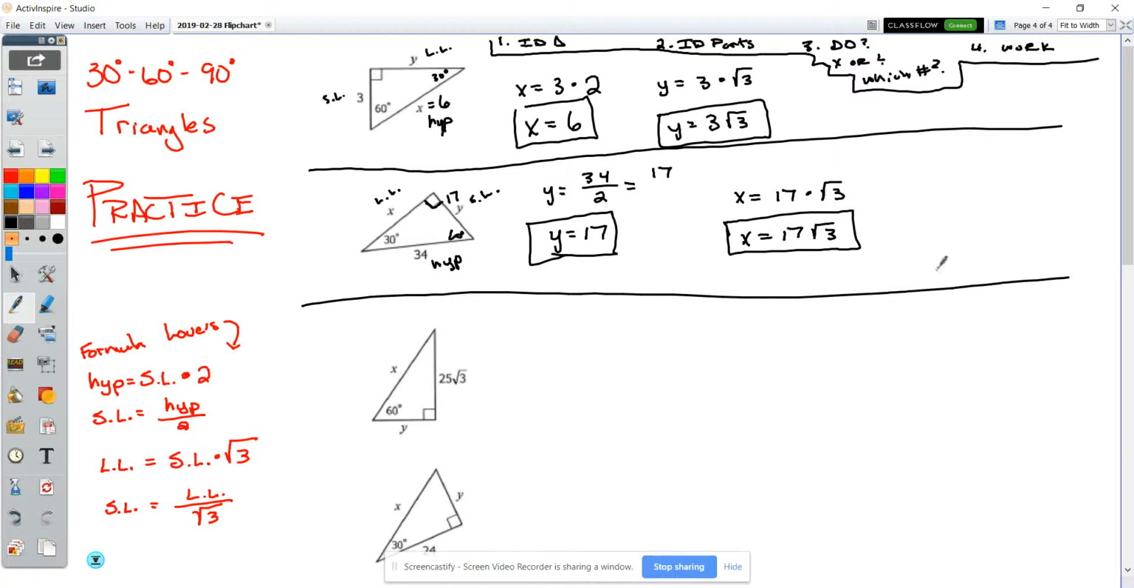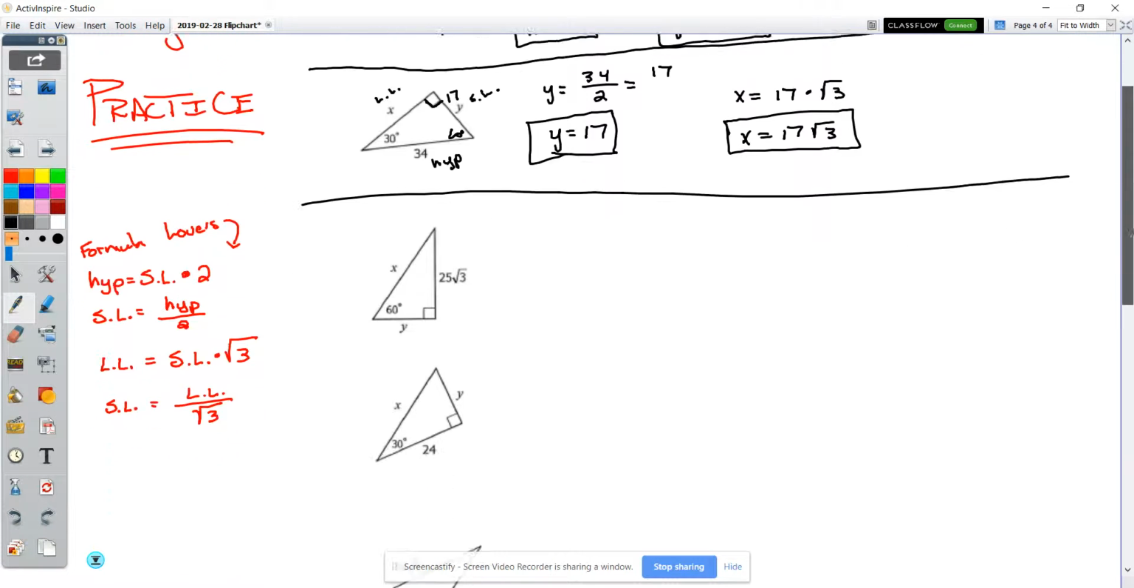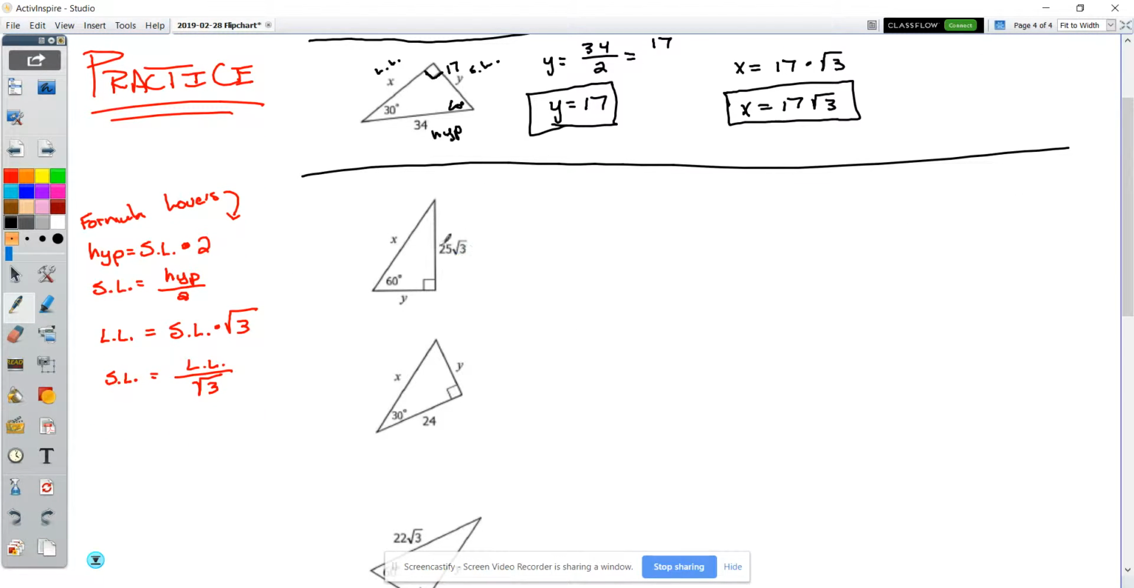Okay. So those weren't too bad. Let's increase the difficulty here a little bit. Got a square root in part of the problem to start off with. This x is my hypotenuse. This is my long leg. This is my short leg. So I have 2 things to find. I have to find the hypotenuse and the short leg.